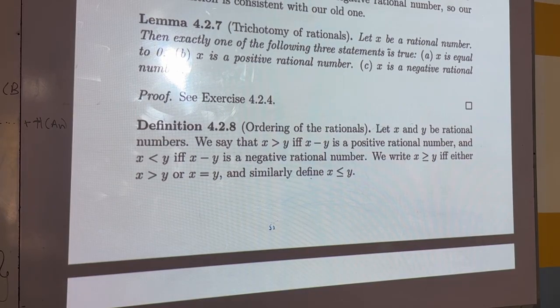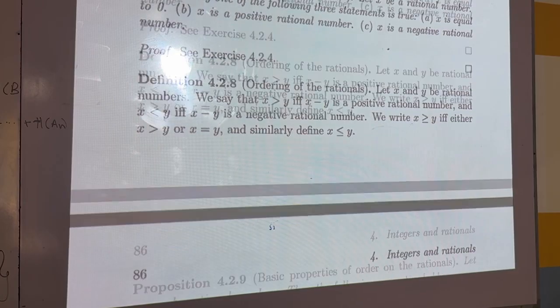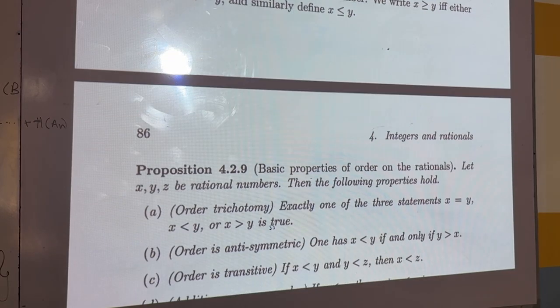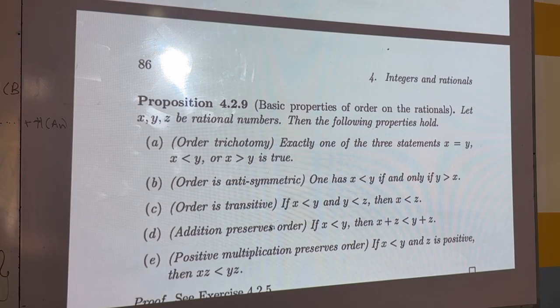But we have to be consistent with the ordering of the rationals. Let x and y be rational numbers. We say that x is greater than y if and only if x minus y is a positive rational number. Since we know the meaning of positive rational number, we know the meaning here. And x is less than y if and only if x minus y is a negative rational number. We write x less than or equal to y if and only if either x is greater than y or x is equal to y. Similarly, you know these things, but you need to do the exercises.